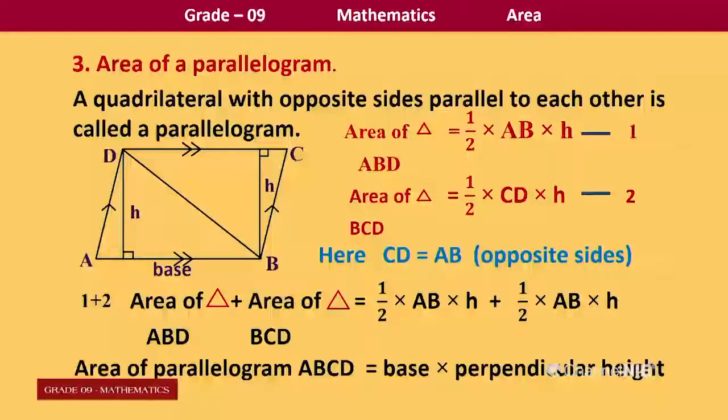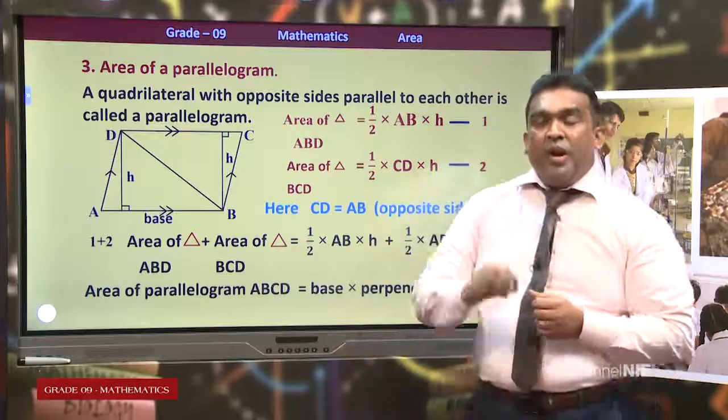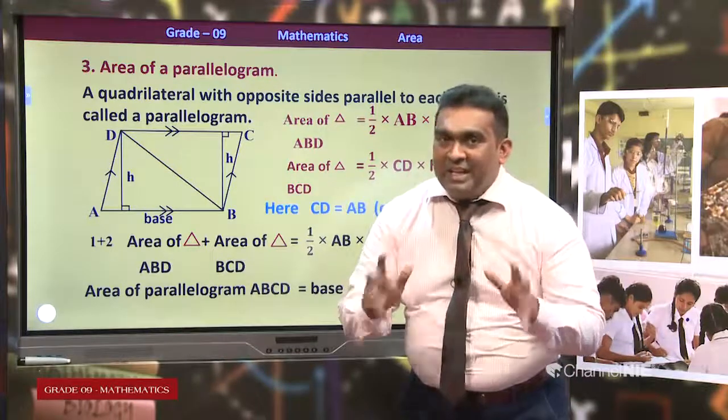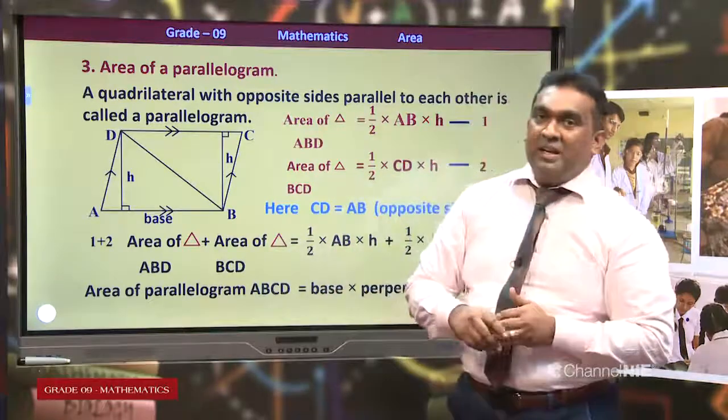Now area of parallelogram ABCD, what is the name of AB? AB is base. What is the name of h? Perpendicular height. Therefore, you have a general formula, area of parallelogram ABCD is equal to base into perpendicular height. This is a common formula for any parallelogram. Then how to find the area of a parallelogram? Base into perpendicular height.